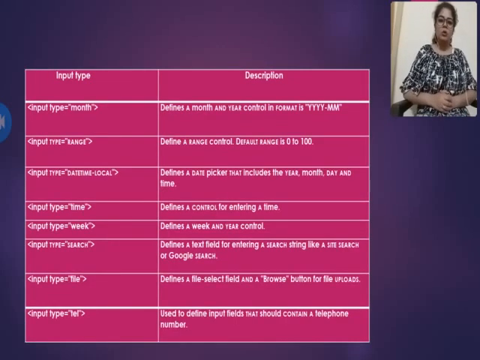Next is input type equals month. If you want to accept month. Next is range. For example, you want to accept some specific values. You have minimum value or maximum value. You can apply range attribute on that to accept the minimum or maximum value within the range. Next is input type equals time, week and file. In the same way, there are so many tags available, and you can use any tag in the form according to the requirement, and you can accept information accordingly.